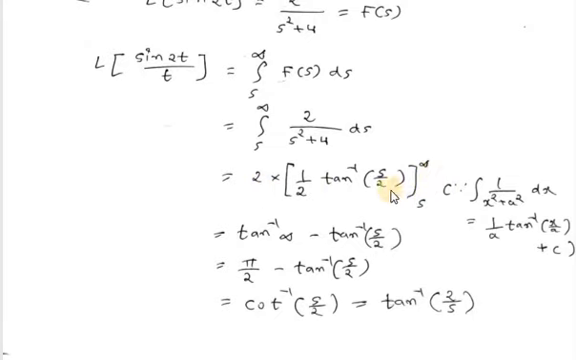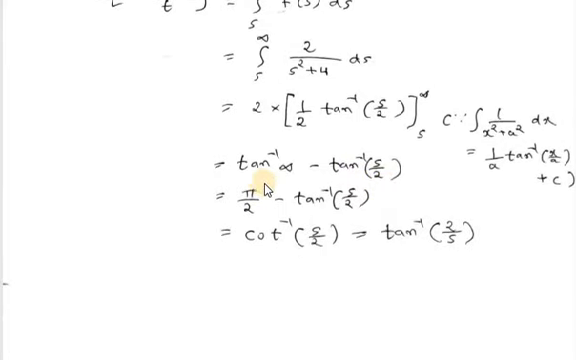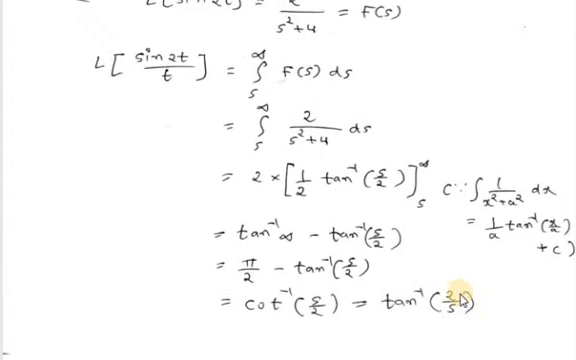Now 2 and 2 will cancel out. Now put the upper limit infinity minus the lower limit s. So for the upper limit it will become tan inverse infinity, minus for the lower limit tan inverse s by 2, and tan inverse infinity is pi by 2, minus tan inverse s by 2. Now pi by 2 minus tan inverse s by 2 equals cot inverse s by 2, and we can write cot inverse s by 2 as tan inverse 2 by s. So this is the Laplace transform of sine 2t by t.